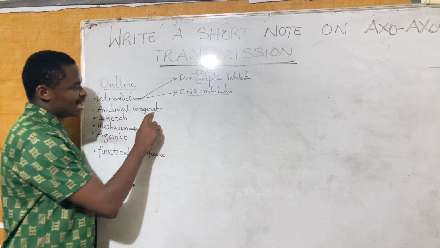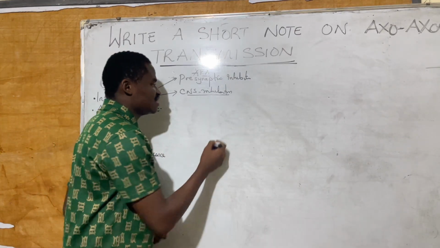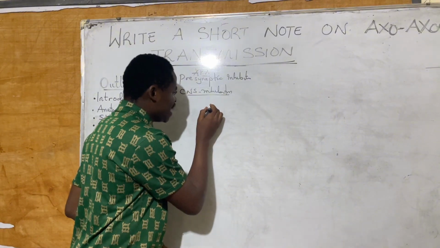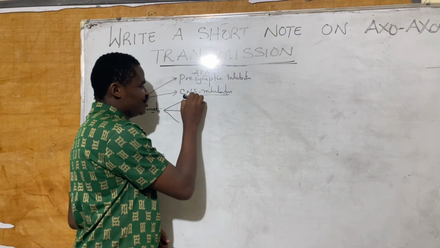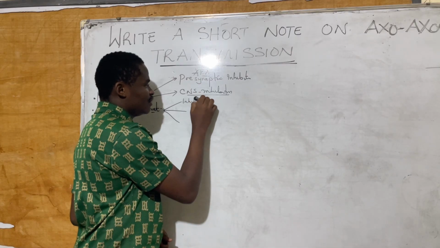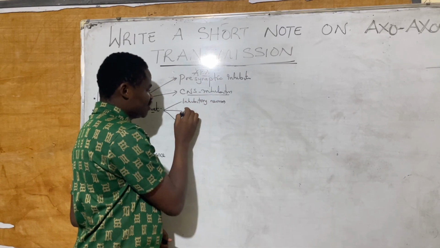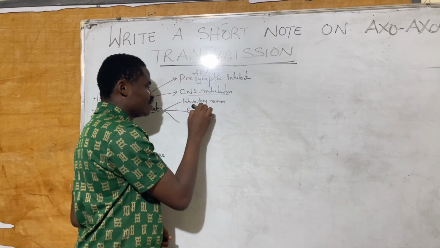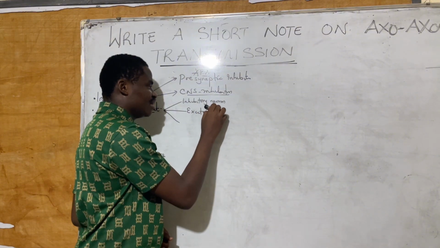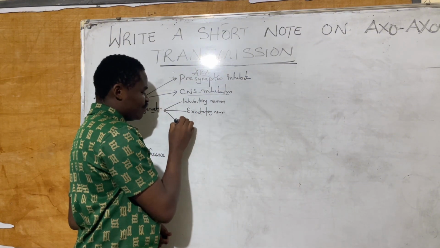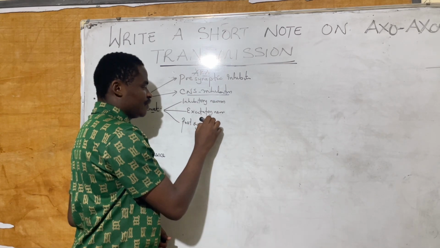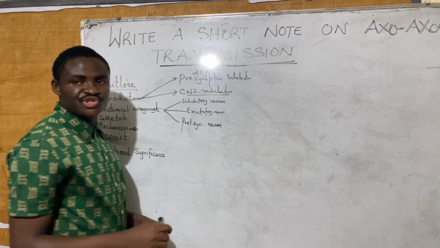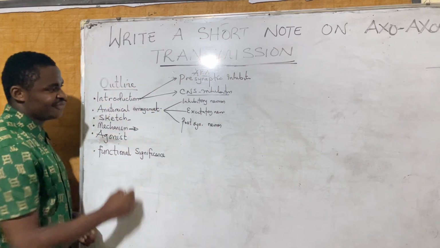Now, what's the anatomical arrangement for axo-axonal transmission? We are going to have three things there. Number one, we have an inhibitory neuron. Number two, we have an excitatory neuron. And then number three, we have a postsynaptic neuron. All right. So let me show you now in a sketch format.